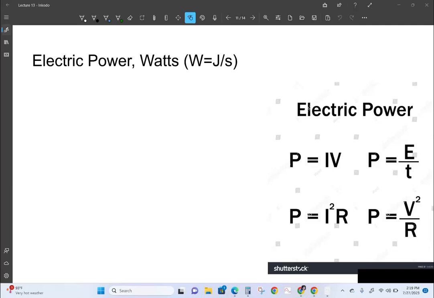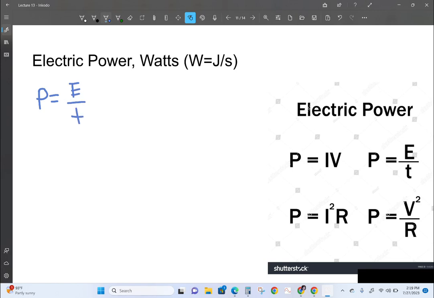Talk a little bit about electric power. So electric power is like any kind of power. It's the rate at which electrical energy is being converted into another type of energy. And any power is really the ratio or the rate of energy divided by time.